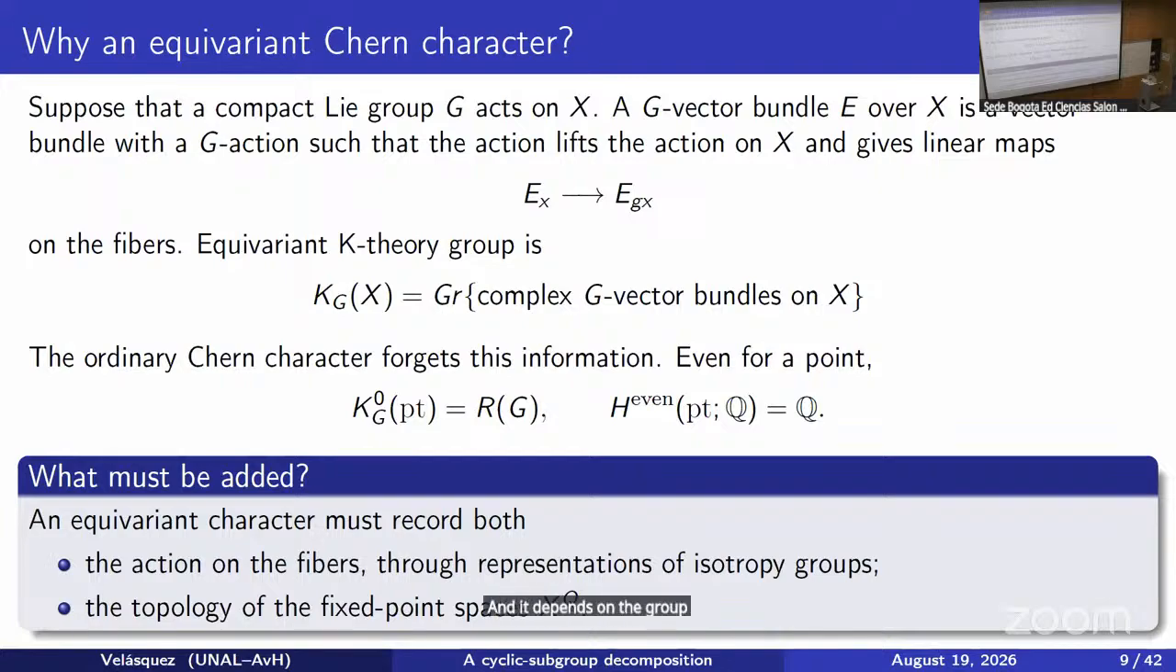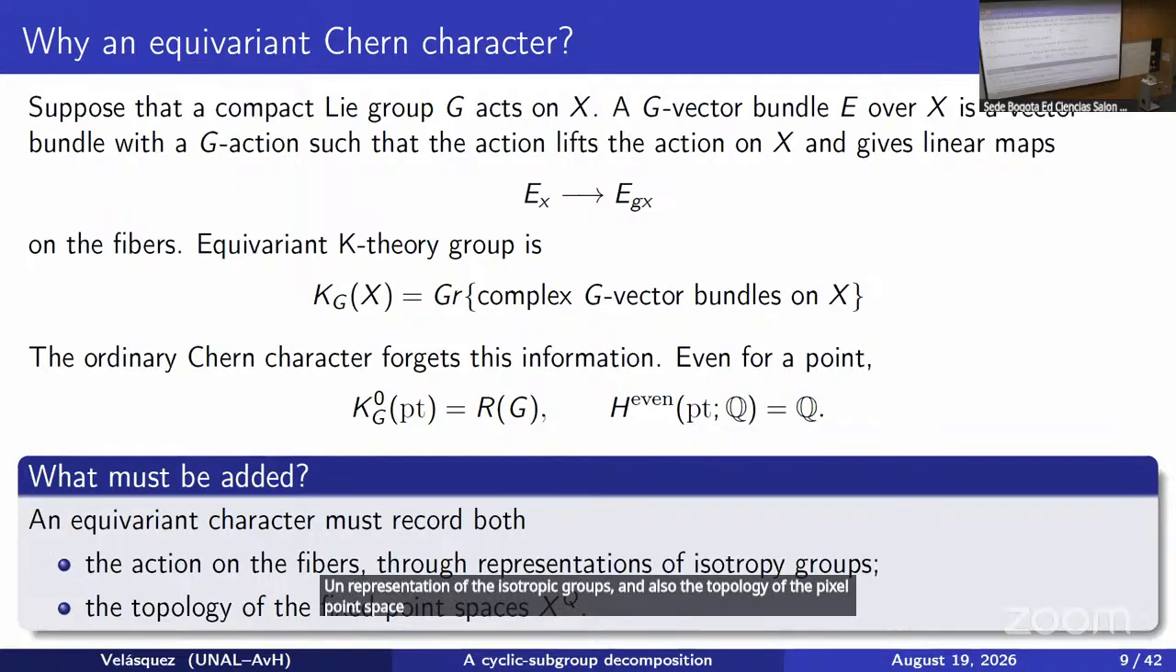If the group is big, this ring could be very big. But if we compute the Chern character, it only sees the topology of the point, and then the cohomology is just of rank 1. Then we need to implement the action on the cohomology side. Okay. Then if we want to define an equivariant character, we need to consider the action on the fibers, the full representation of the isotropy groups, and also the topology of the fixed point spaces.